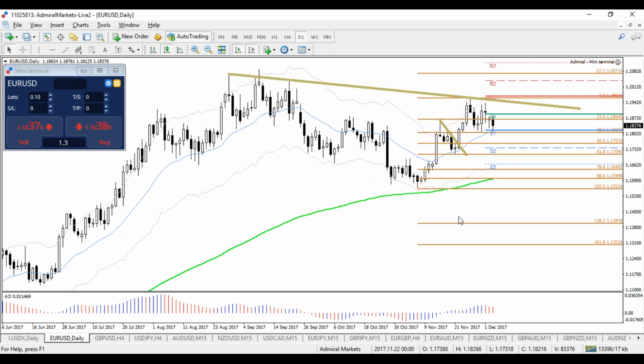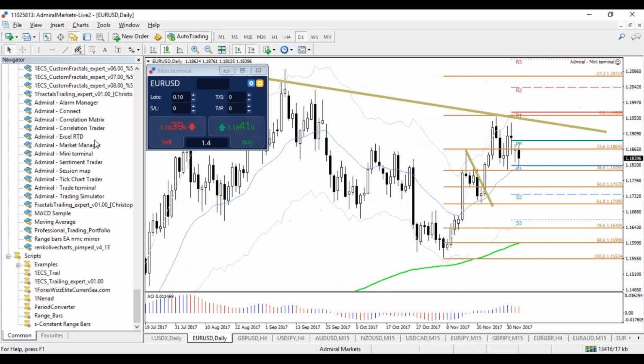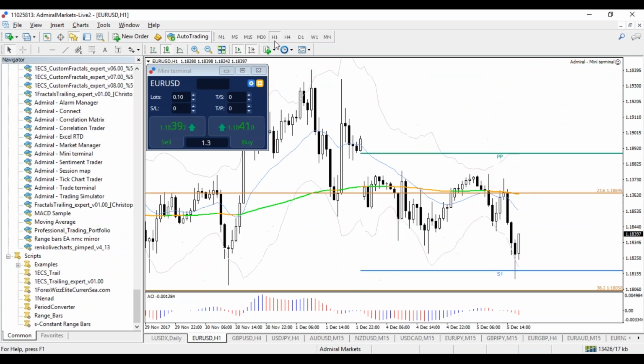So that's, let's say, an introduction. I personally use my own tool, which I gladly share with you, no problem at all. I call it Wiz Tool. It's best for hourly and 4 hour. You can use it for other time frames too, but it's more optimal for those time frames.